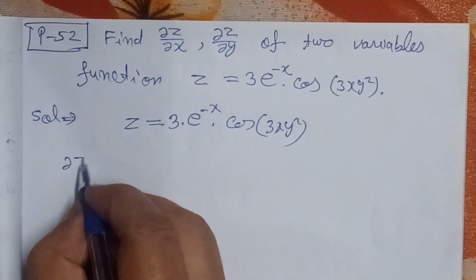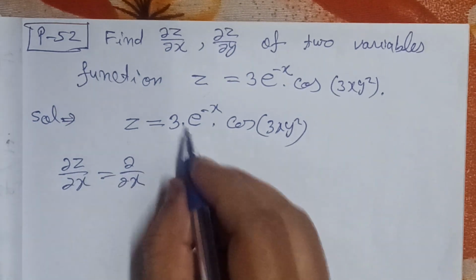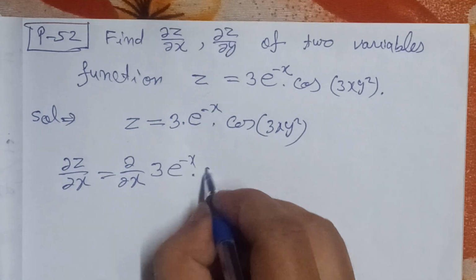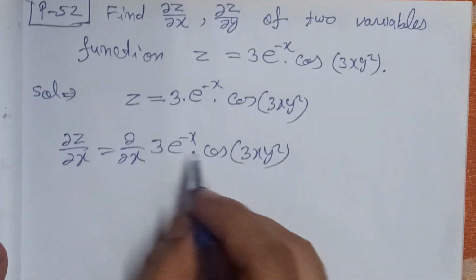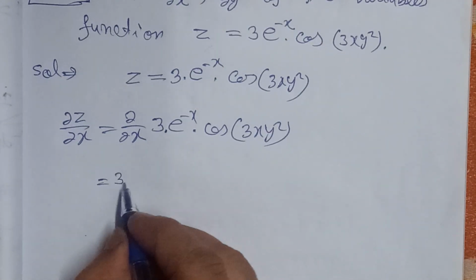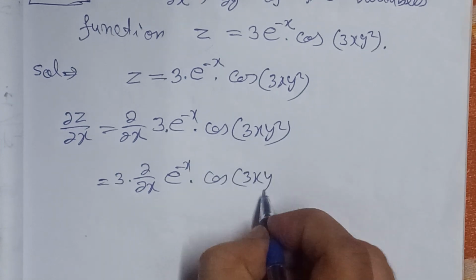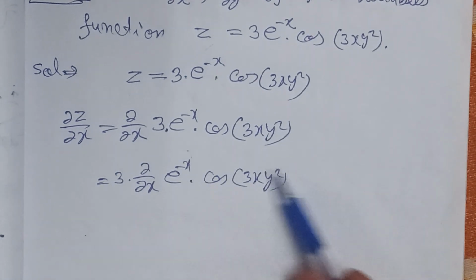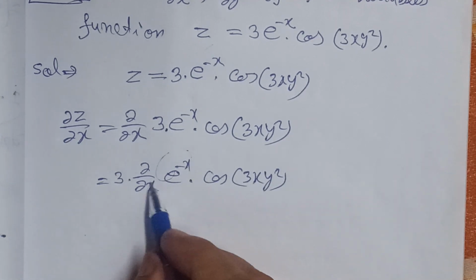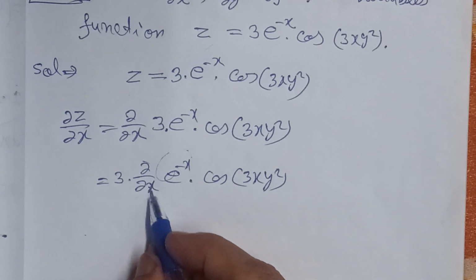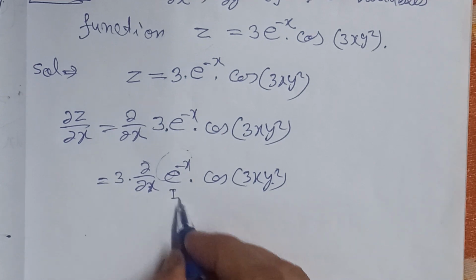First of all, we find ∂z/∂x, putting the value of z here: ∂/∂x of 3e^(-x) multiplied by cos(3xy²). 3 is constant, so take out 3 and differentiate e^(-x) multiplied by cos(3xy²). In both factors x is present, so both are variables for x. Since this is partial differentiation, y is constant with respect to x.